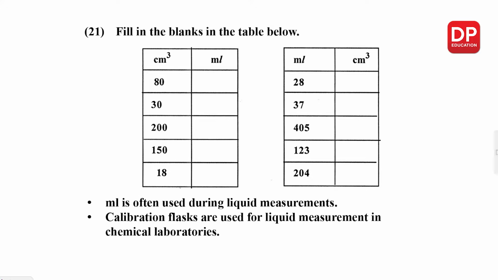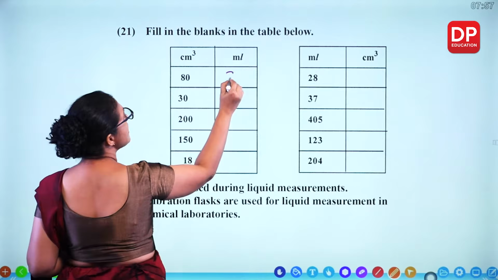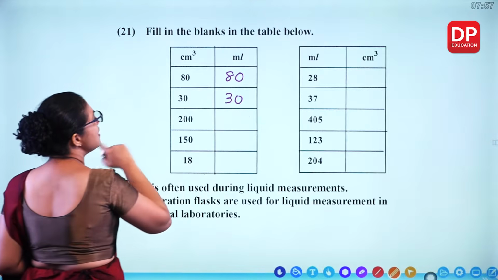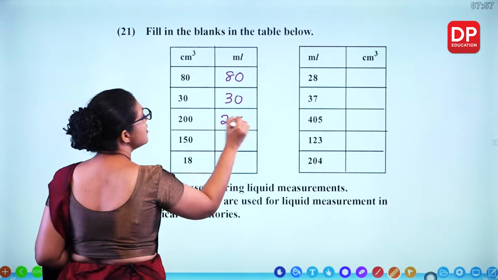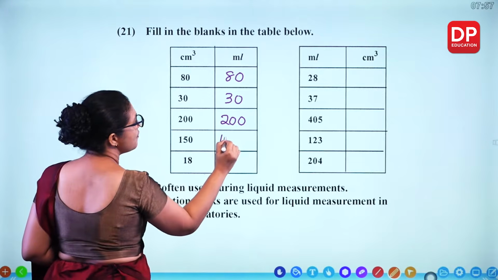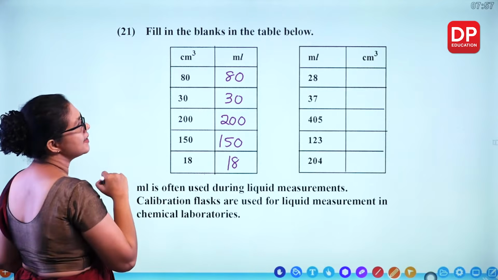Fill in the blanks in the table below. Now, cubic centimeters are given and you are asked to find the milliliter value. We know both are equal. So, 80 cubic centimeters is the same as 80 milliliters. 30 is the same as 30 milliliters. 200 cubic centimeters is the same as 200 milliliters. 150 is the same as 150. 18 is the same as that.